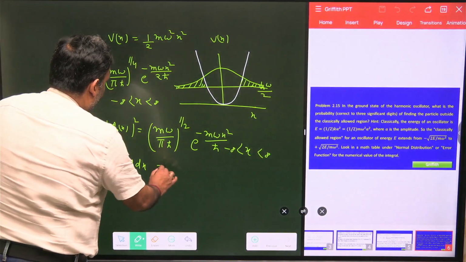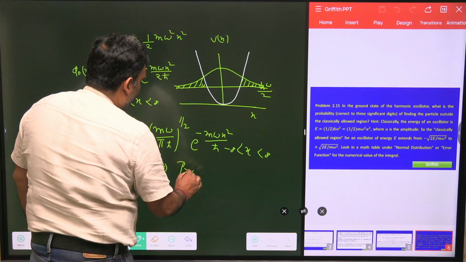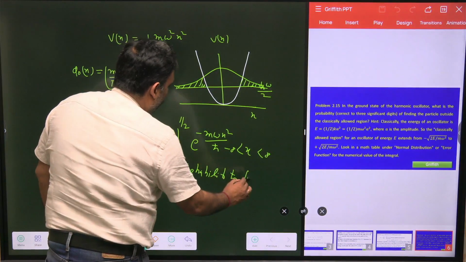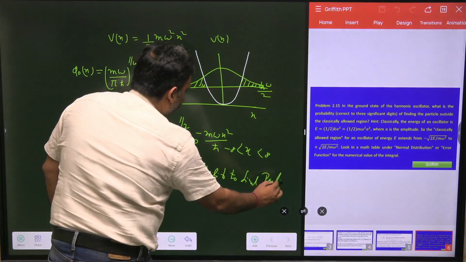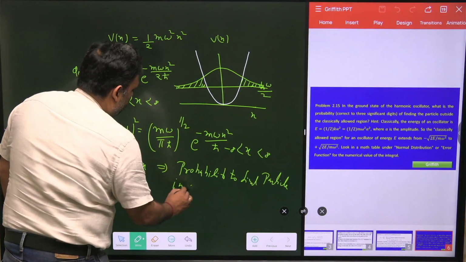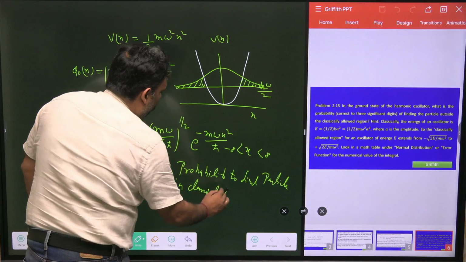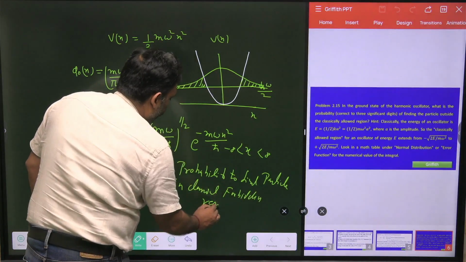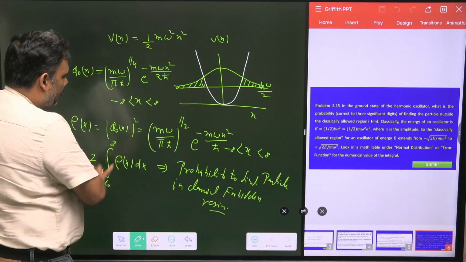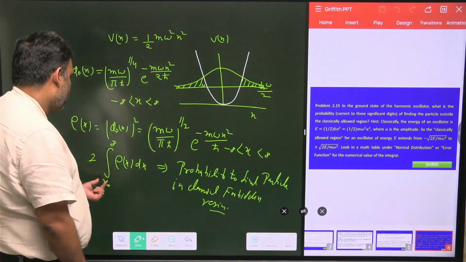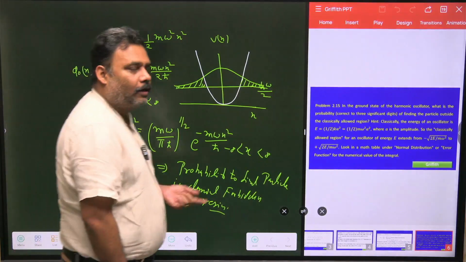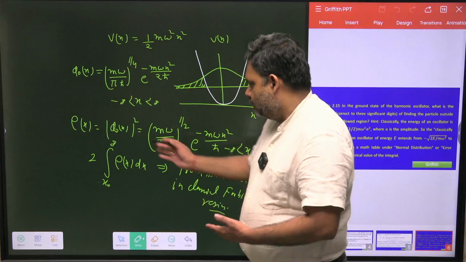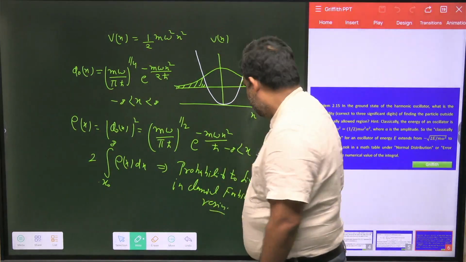This will tell you the probability to find the particle in the classical forbidden region. So this is the integration we have to do. Now the whole concept is what the value of x naught will be and how we will calculate all these integrations. So let us go for this one.